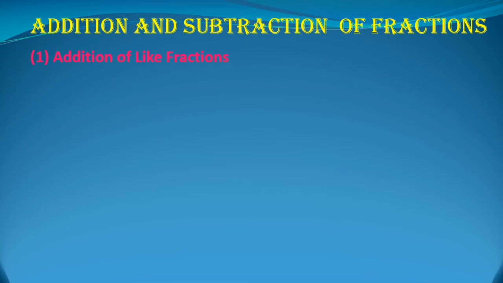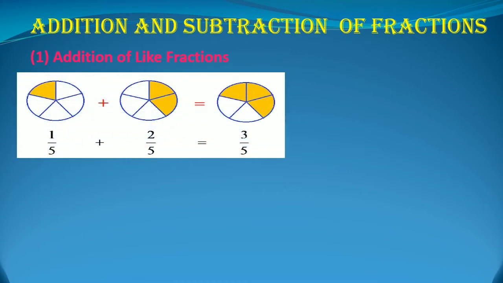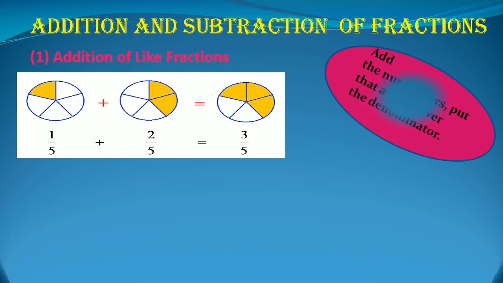Addition of like fractions. It is a pictorial form. In this figure, we can see the first fraction is 1 by 5 and the other is 2 by 5. Both the fractions have the same denominator 5. So, what is the method to add like fractions? Add the numerators. Here what are the numerators? In the first fraction 1 and the second is 2.